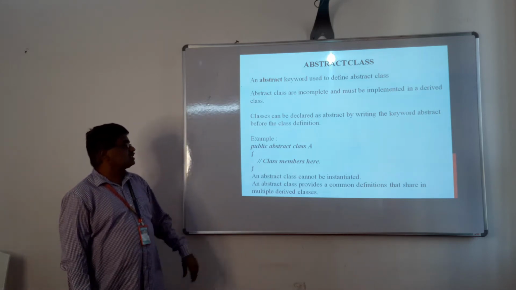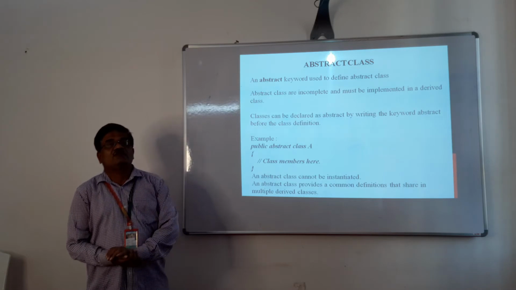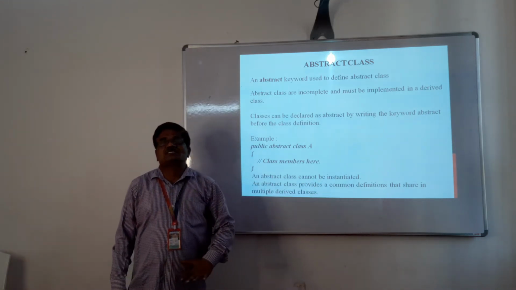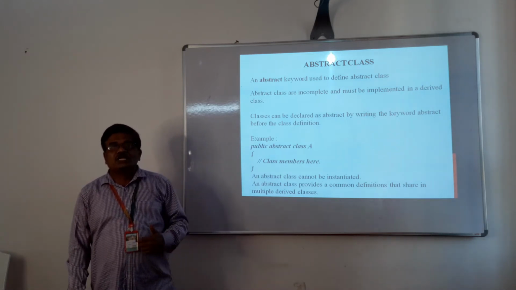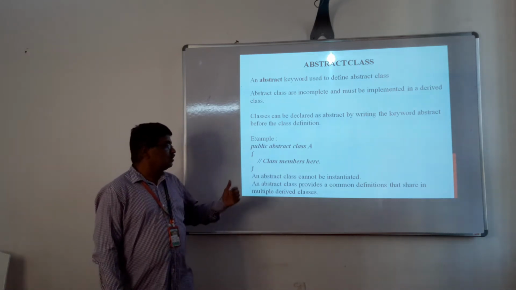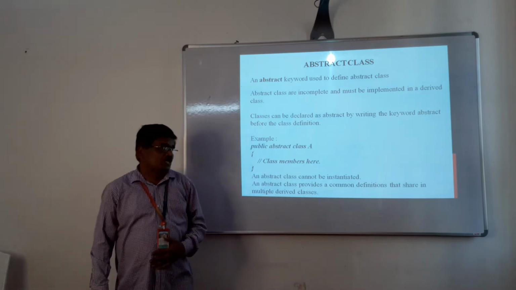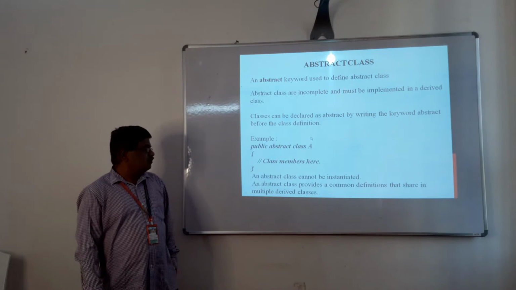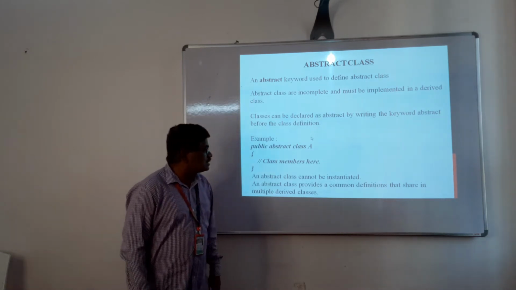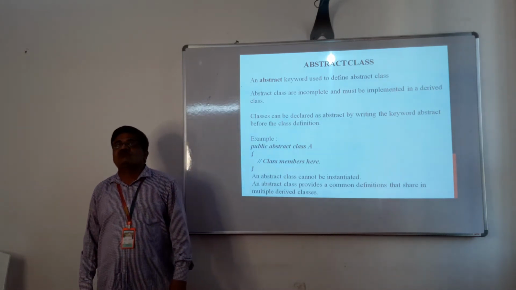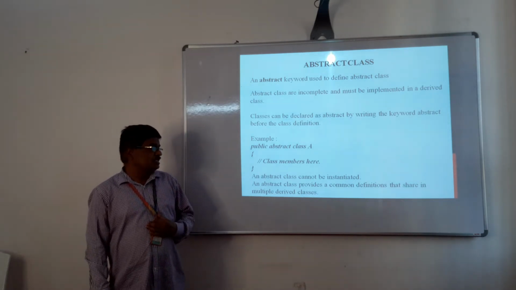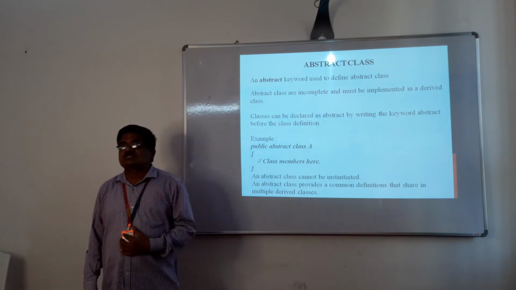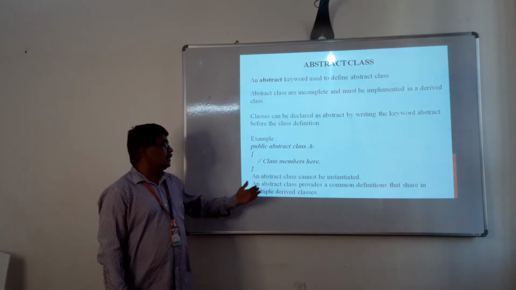If you define an abstract class like this, then such abstract classes can't be instantiated. That means when you create such an abstract class, you can't create its object. We can't instantiate it. An abstract class provides a common definition of certain methods or members, and those members can be shared among a number of classes that are derived from that particular abstract class.